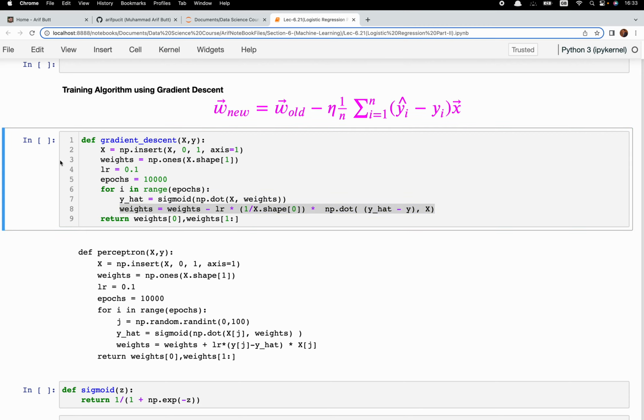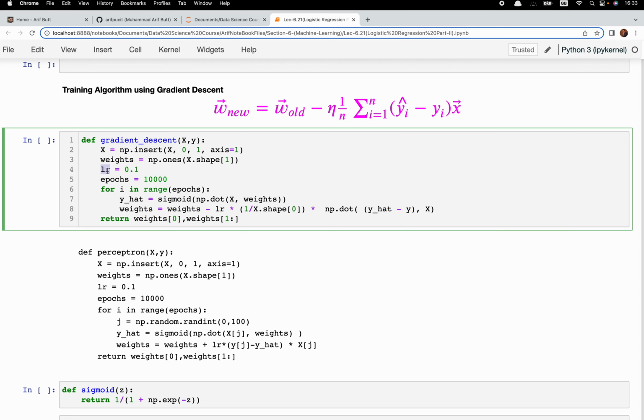Let me put the lines on. Well, line 2 of the gradient descent function is using the insert method of NumPy to insert an additional column at index 0, all having a value of 1. And line 3 is initializing the weights vector with values of all 1. Note the weights vector has m plus 1 elements, where m is the number of input features. And of course, in this case, weights will be an array having just 3 ones.